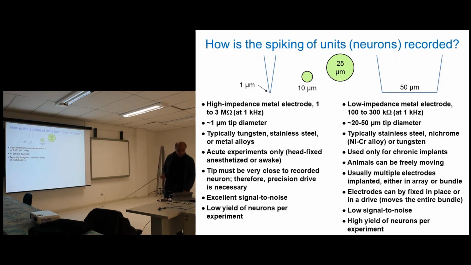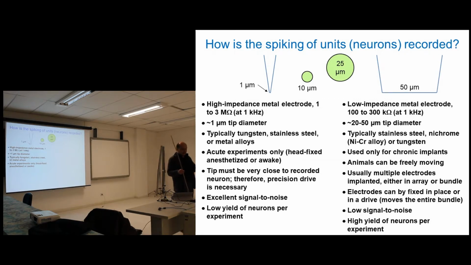The tip diameter is about 1 micron. Typically, tungsten, stainless steel, or certain metal alloys are used to make these electrodes, and then they're insulated right up until the tip. These kinds of electrodes are typically used only in acute experiments. What this high impedance allows you to do is to record action potentials only from neurons that are very, very close to the electrode. If you have lower impedance electrodes, you can collect the signal from a slightly larger volume of tissue and pick up action potentials from more neurons, okay?